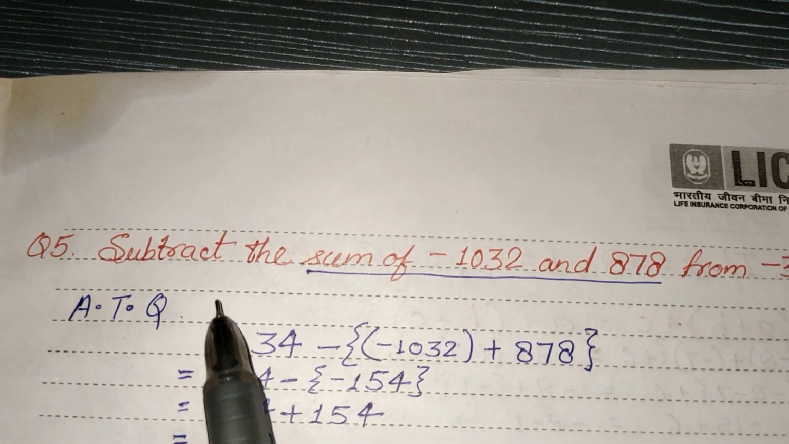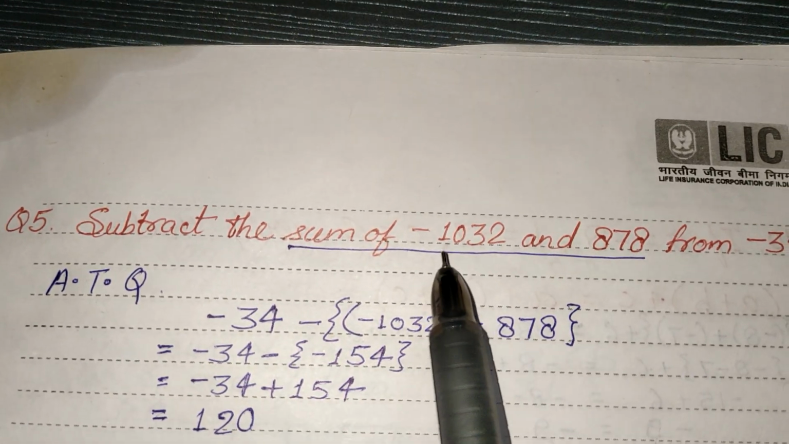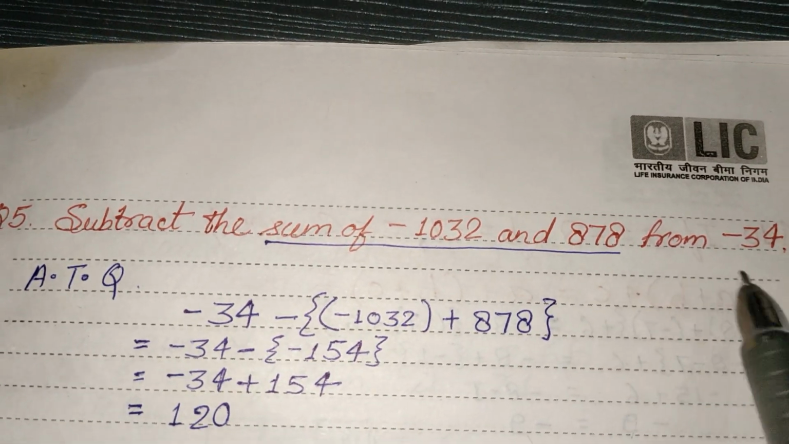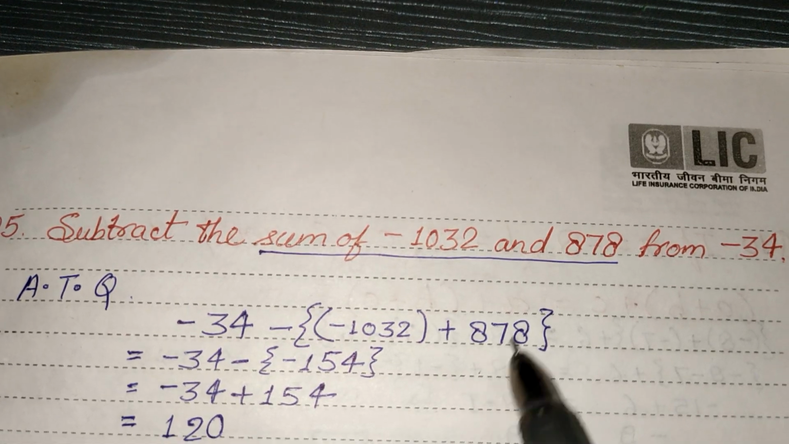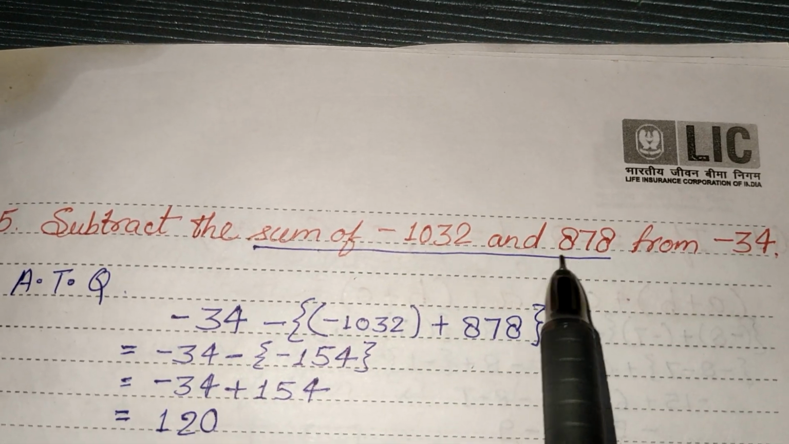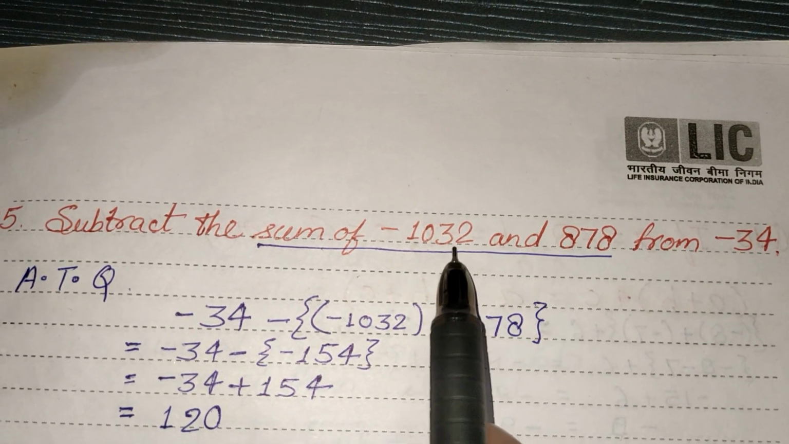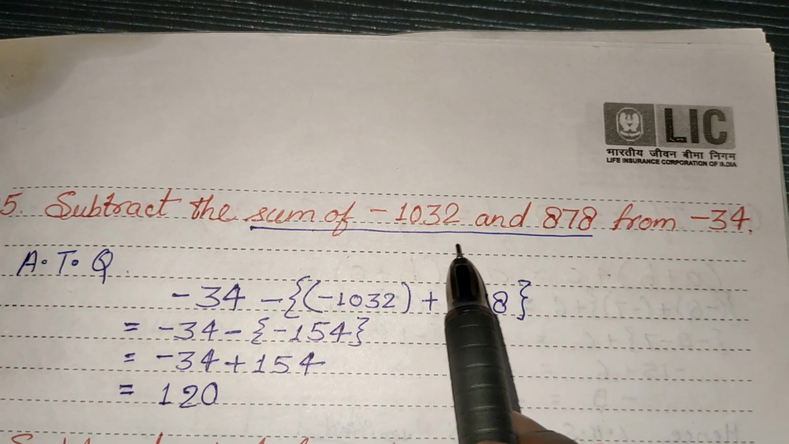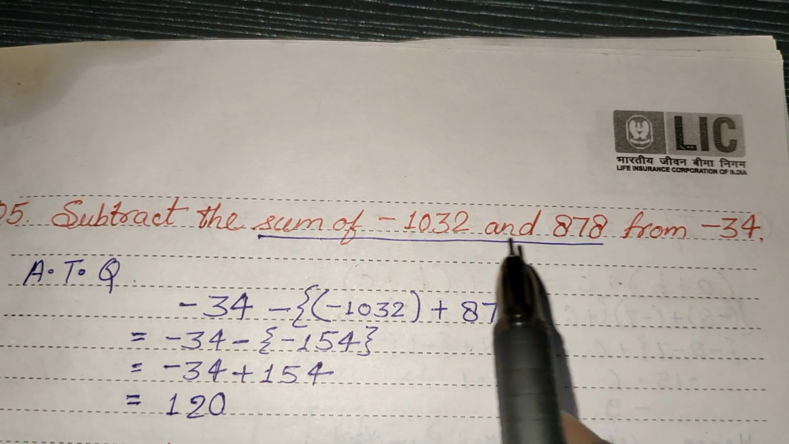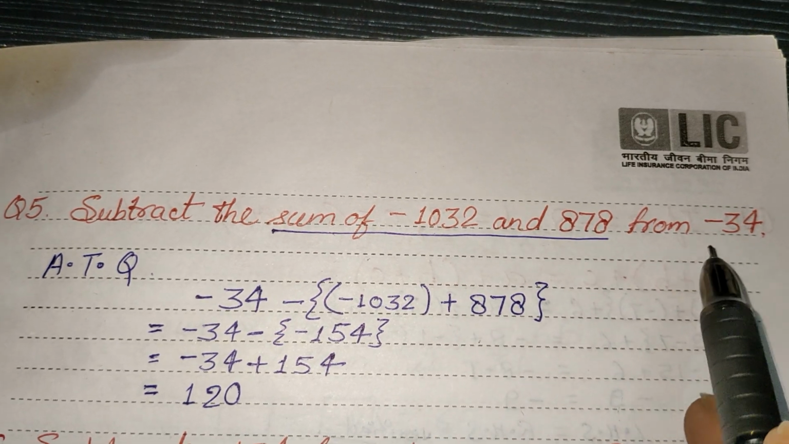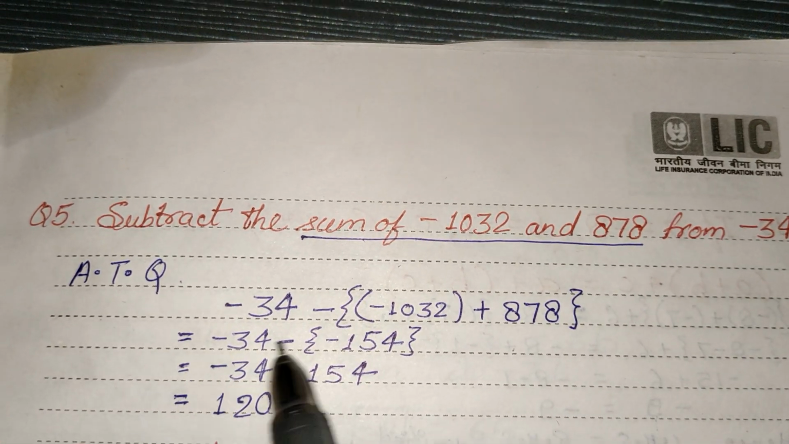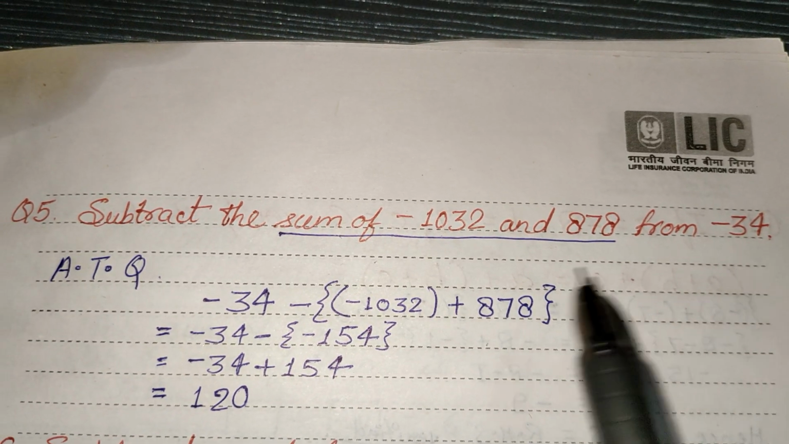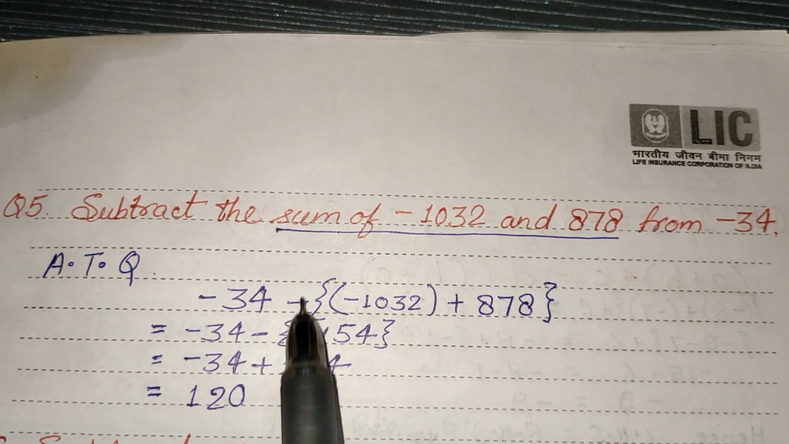Question number 5. Subtract the sum of minus 1032 and 878 from minus 34. So here you have to subtract the sum of. You have to first add these two integers and then subtract from minus 34. So according to the question, you have to subtract the sum of this from minus 34. So write minus 34 first, put this sign of subtraction.